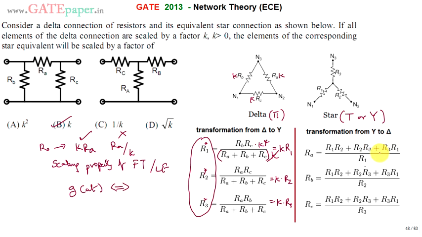Similarly, you can think about what happens if all the elements in the star connection are scaled by k, what happens to the elements in the delta connection? Each is multiplied by k, so it is k into k, k into k, k into k, that is k squared by k times the previous value. So again it will be scaled by k. So the answer is going to be B, whether you are converting delta to star or star to delta. The right answer for this question is B.